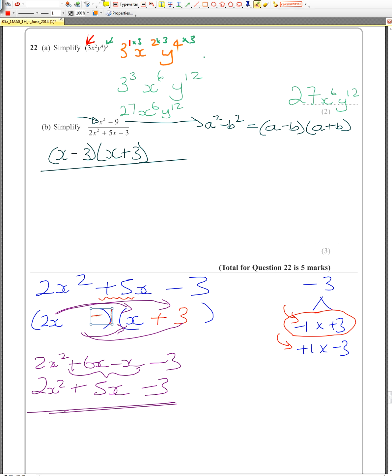Oops, Daisy, getting a bit too excited there with the technology. Whoops, down here. So let's copy back down here. So we have 2x minus 1 in the brackets, x plus 3.